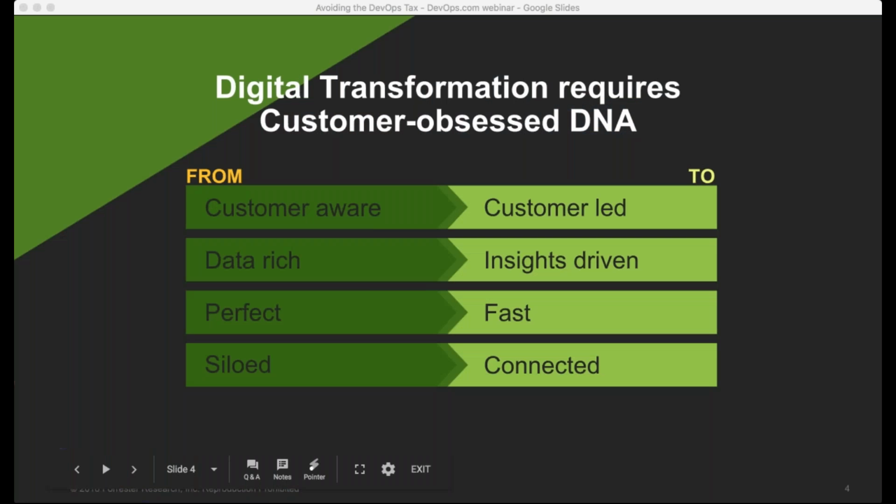The next one is being data rich. How many times do you have this situation where you've got loads of log files, loads of information, but you're really not doing much with it? So you've got to move from being data rich to insights driven. You've got to go from being perfect, which is, I don't want any bugs, I want 100% code coverage, to being fast. What we find time and time again is that trying to be perfect just doesn't work. No one ever releases code that's 100% bug free, so don't try to make that your mantra. Try to do something that you can get out the door fast and recover fast and repeat that process. And then finally, go from being a siloed organization or a siloed team to being connected with your customer, and interconnected within your team and with your organization.